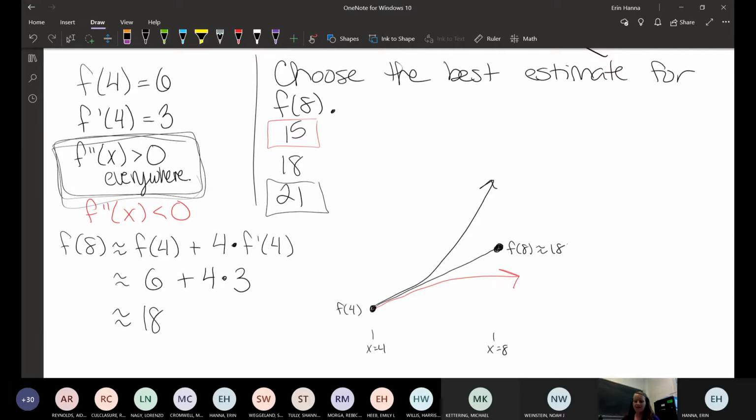But essentially, we now have this extra piece of information, the second derivative, to tell us whether or not our tangent line approximation is too large or too small. So that's a type of question that you'll see on your homework. So now you've seen one, so hopefully you can get that one done. Questions on that before we finish 2.5?